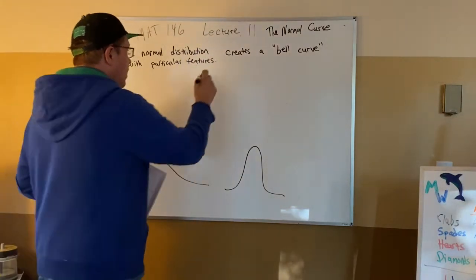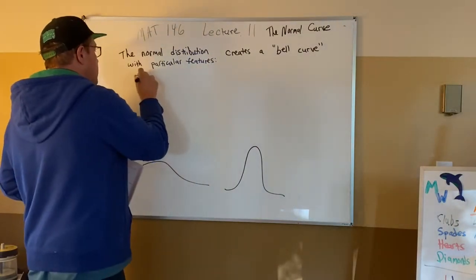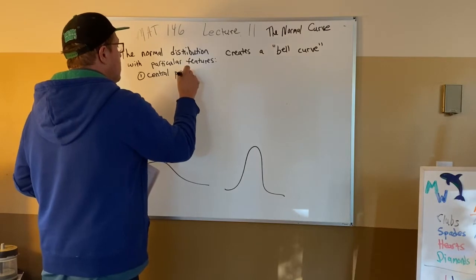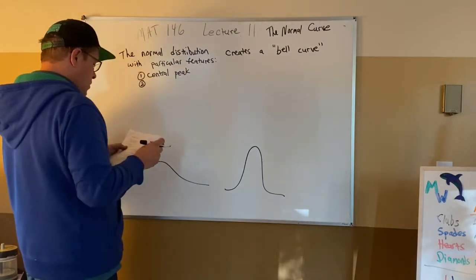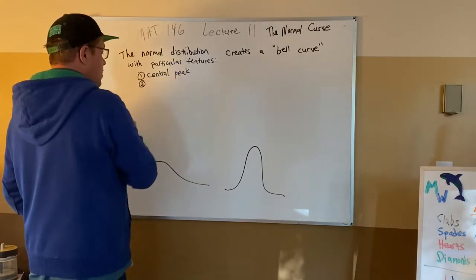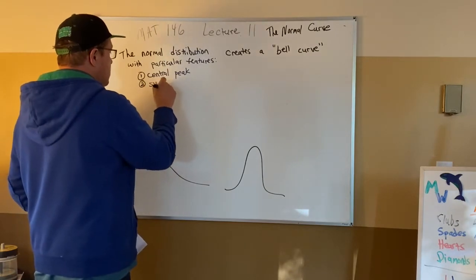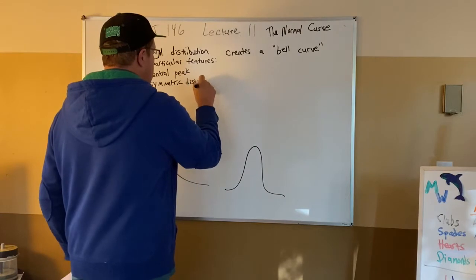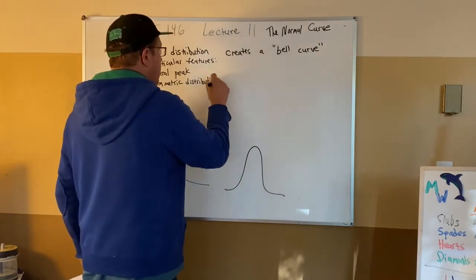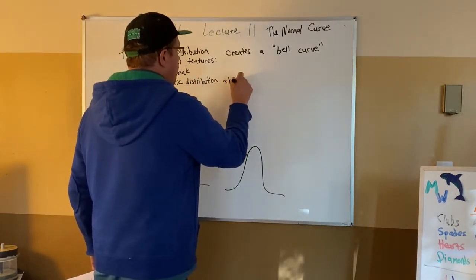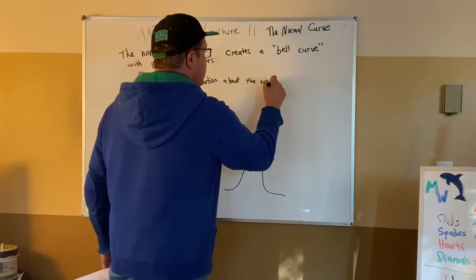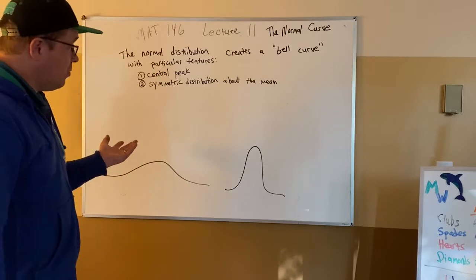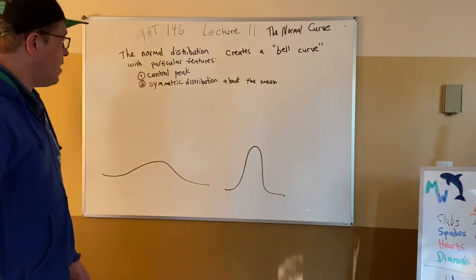The three that we recognize as important: one is a central peak. Number two would be even distribution, in other words, symmetric distribution about, which is a word for around, the mean. The mean will be in the center, which will also tend to be your median, and it'll also tend to be your mode, but it's the high point in the middle.